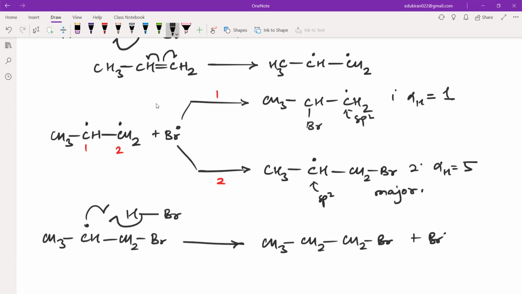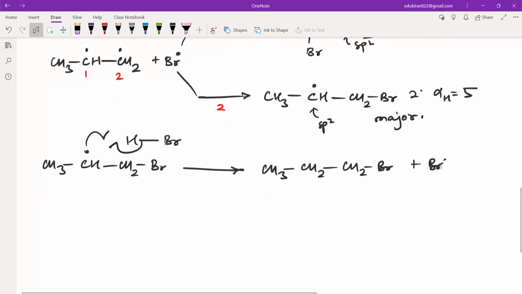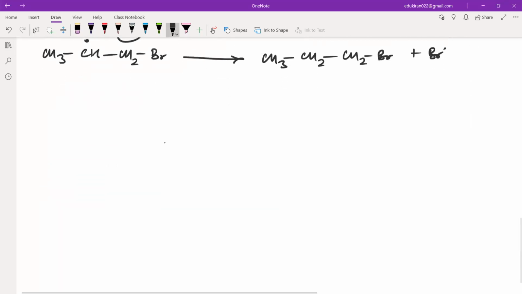So you can see when you have peroxide, the bromine is going to attach on that carbon atom which has more number of hydrogens. And this is known as the anti-Markovnikov rule. It is also known as the peroxide effect and the Kharasch effect. So there are a few names. Anti-Markovnikov.